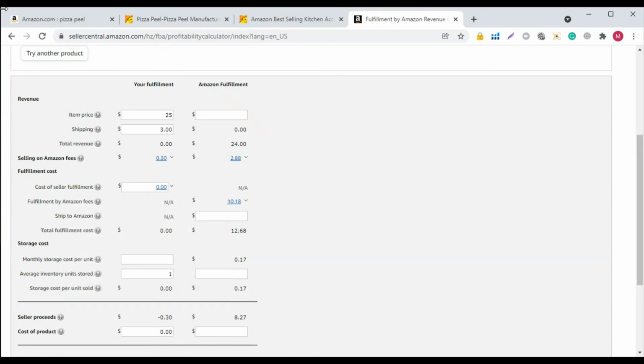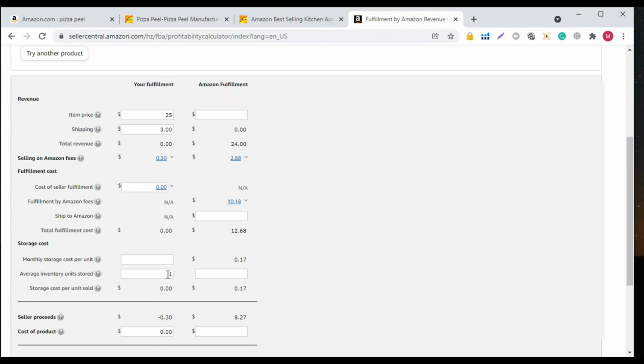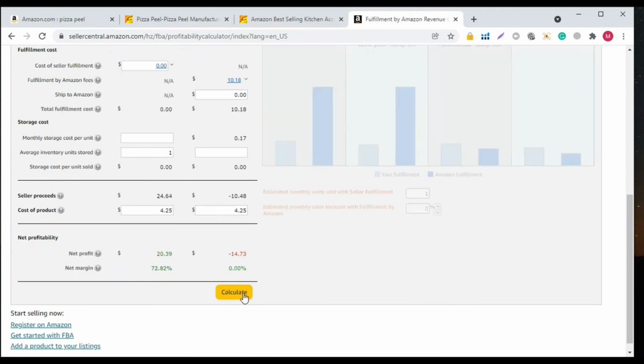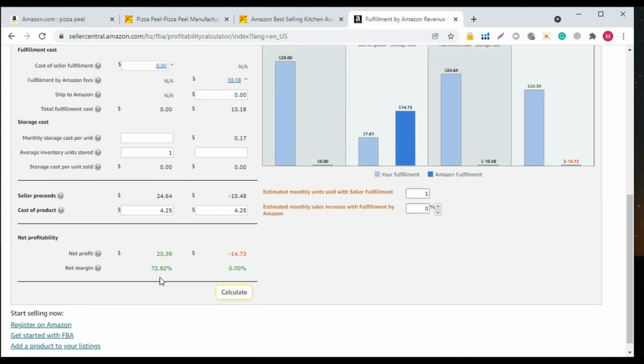So the next step is, yes, we will calculate profit from each unit, and cost of product is the same. We have put it on FBA, 4.25 included, advertisement cost as well. So I will click here on calculate. By doing FBM, I'm getting 72% profit and nearly $20 per unit.